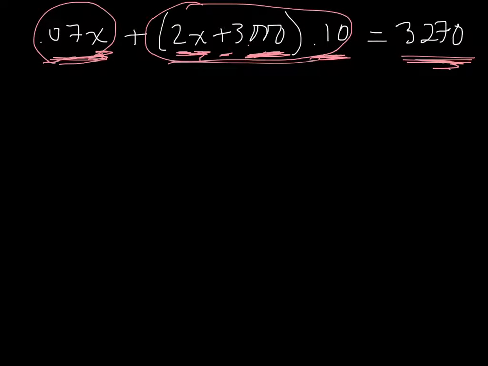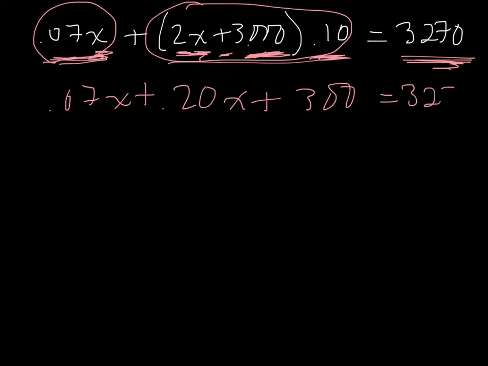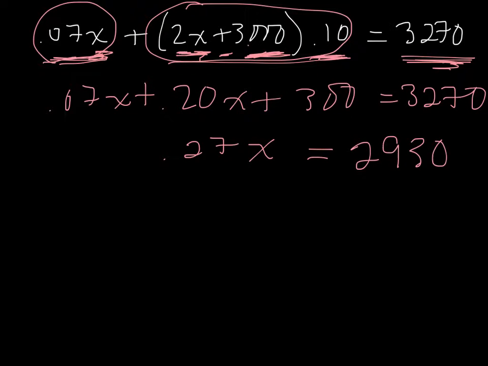Okay, it's a linear equation, so 0.07x. We'll multiply the 0.10 through, so that'd be plus 0.20x, plus 3,000 times 0.10 is 300, equals 3270. Okay, let's gather things. So the x's would be 0.27x, and move the 300 over to the other side. So that's equal to, what would that be, 2930, I think, when you subtract those.